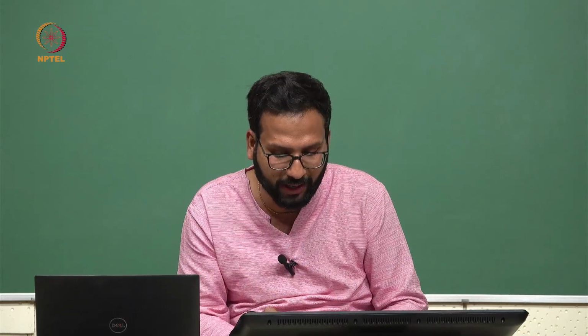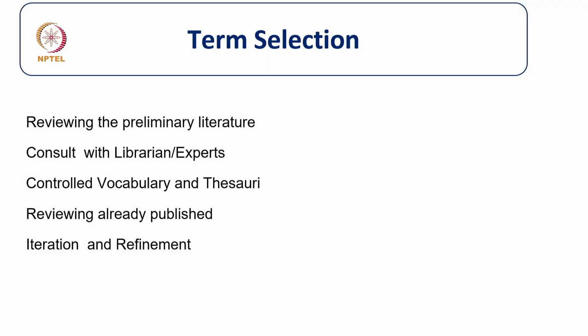For selection of terms, we follow different approaches. Some of the approaches are listed on this slide. First, we may review the preliminary literature related to that topic, or we can consult with librarians or experts in that area. Then we can follow controlled vocabulary and thesaurus. Different vocabularies are available, like MeSH, which is Medical Subject Headings.